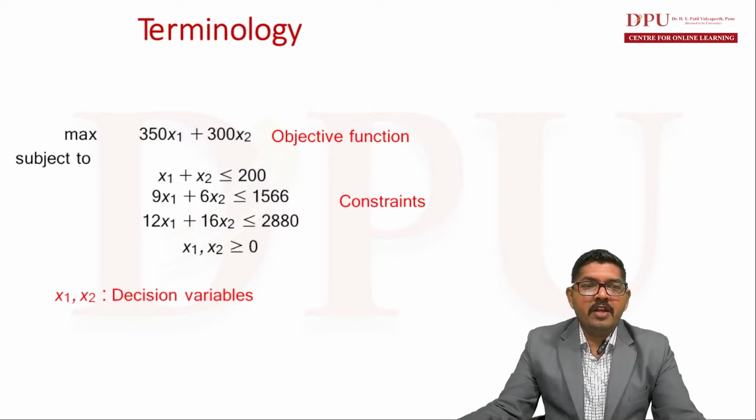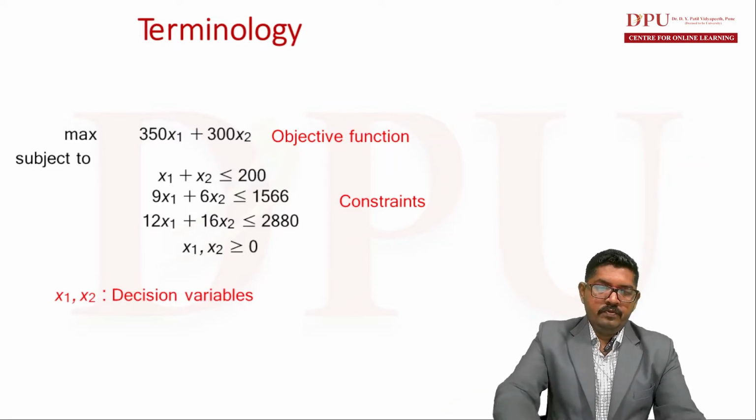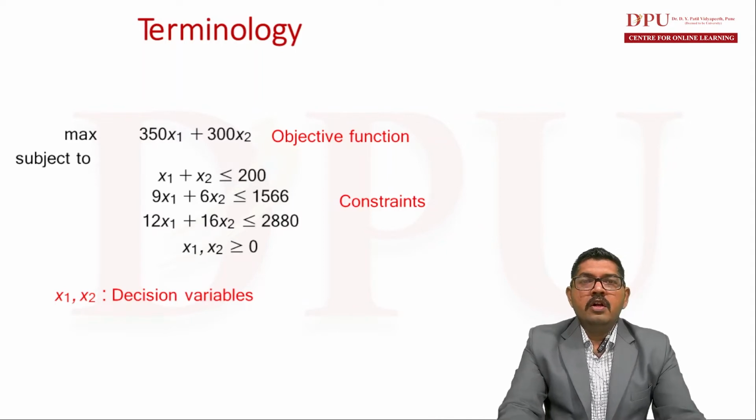Then 9x1 plus 6x2 should not exceed 1566. 12x1 plus 16x2 should not exceed 2880. So these are the constraints. And finally, x1 and x2 should be non-negative. So they should be either 0 or greater than 0. This is how a linear programming problem is represented.